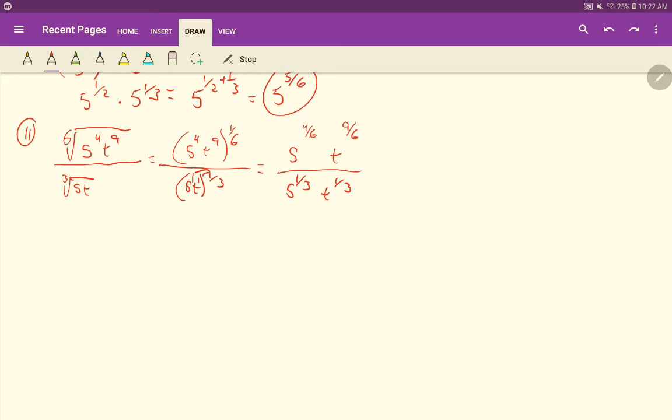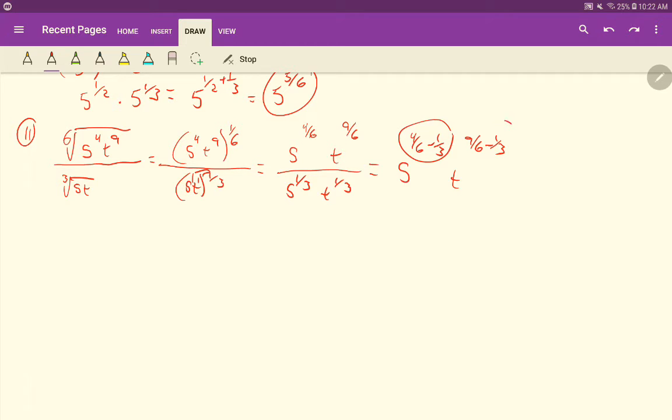However, the division here, those pairs there have common bases. And when we divide, we subtract. So it's going to be 4/6 take away 1/3. So I can rewrite this as s to the 4/6 minus 1/3, like that. And then t to the 9/6 minus what? 9/6 minus 1/3. Again, because it's the 9/6 and the 1/3 there that are dividing. T to the 9/6 divided by t to the 1/3, you subtract exponents.